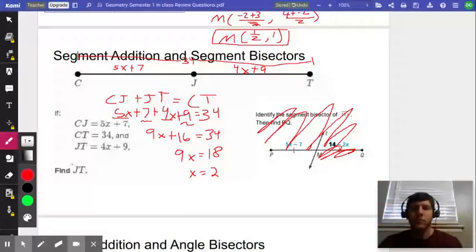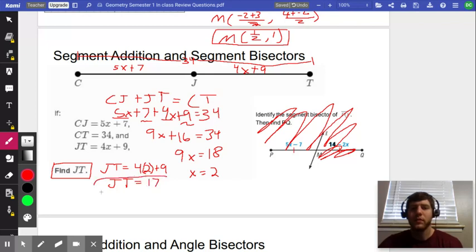Okay, x equals 2 is not our final answer. We're looking for JT. So we want to plug it back in here. So JT is going to equal 4x plus 9. So 4 times 2 plus 9. Okay, which is going to give us an answer of 8 plus 9, which is 17. Okay, so JT is 17.